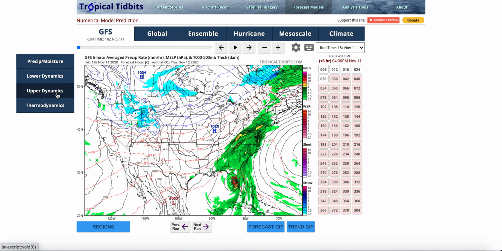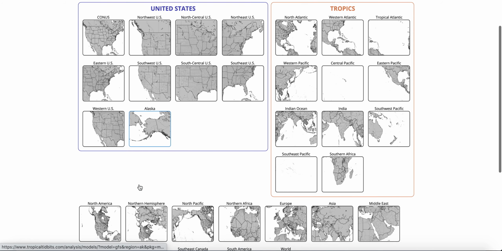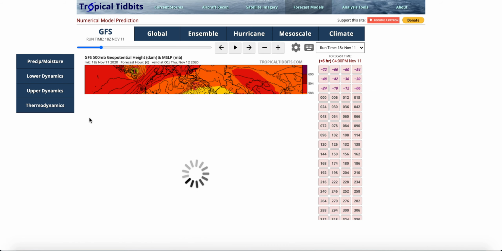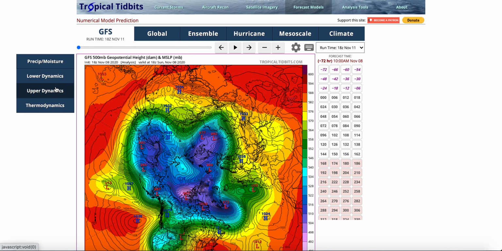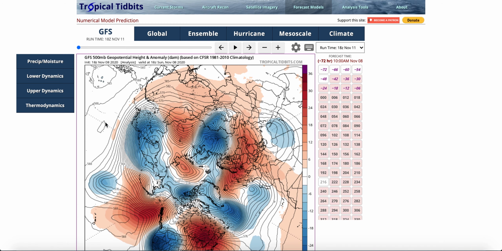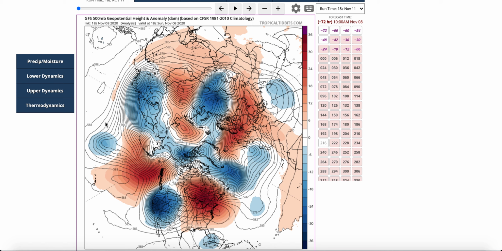And one of my favorite things to do on this site is play around with all the different views that you can have. The most helpful one for the purpose that I use this site for is this Northern Hemisphere view. So I'm going to click on Upper Dynamics and 500 millibar geopotential height and anomaly. Essentially, geopotential height is the height of a certain pressure level. So 500 millibars is the pressure, and this is correlated to the height above the surface. So blue is lower and red is higher.